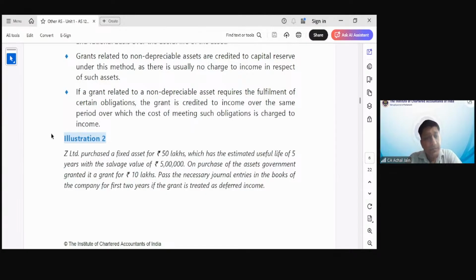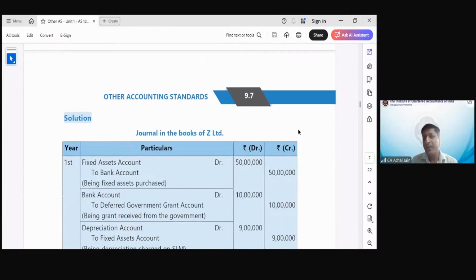Sir, my question is how 2 lakh is calculated, I did not understand this 2 lakh. Because you received this government grant of 10 lakh, you will not record this immediately in the P&L. Over the life of the fixed asset, you will record. If you amortize it over the life of the asset, can you tell me what will be the amount each year? 10 lakh divided by 5 every year is 2 lakh. Yes, so that is how 2 lakh has been computed, and that is how 2 lakh is getting recorded each year in the P&L.